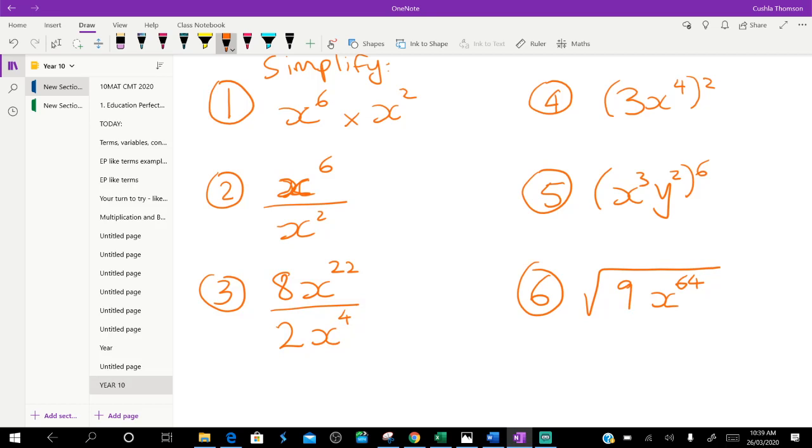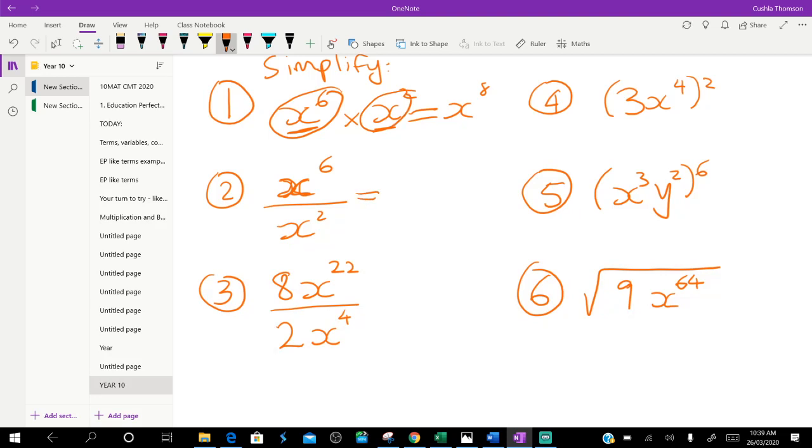Alright, so look, these first ones are pretty good. This first one here is the same base, right? So if I've got the same base, all I have to do is add the powers. And in class we looked at that and I wrote out what that was, right? It was x, x, x, x, x. And this one is x, x. So we add the powers.